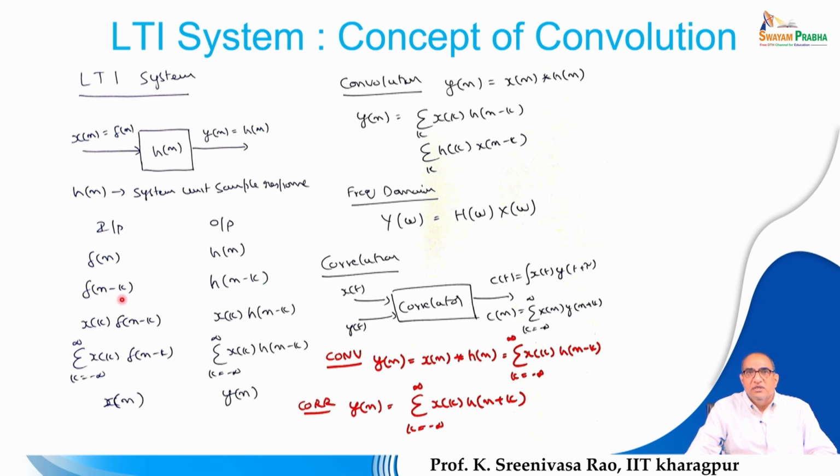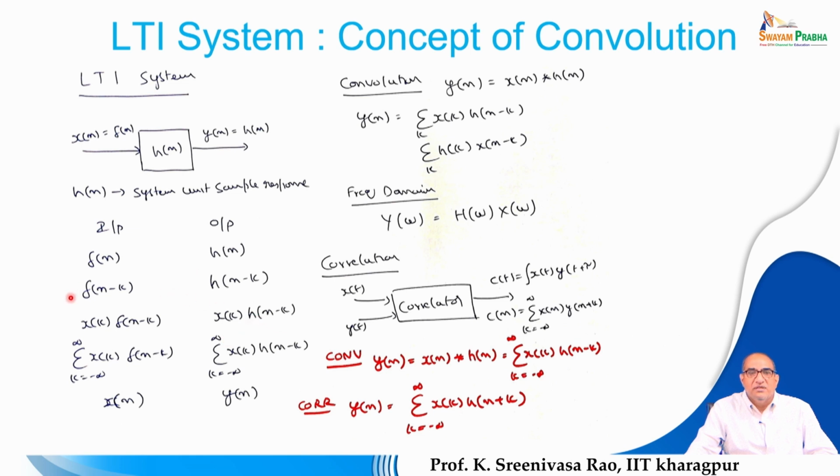If there is a shift in the input, you can see the shift in the output also. We know that for delta of n the output is h of n, and here we have shifted the unit sample, so the output response will be h of n minus k. This is based on the property of the LTI system, linear time invariant system: if there is a shift in the input, the output is also shifted by the same amount. The next step is that the shifted unit sample is scaled, or multiplied by some constant, so the input we are giving is a scaled and shifted unit sample. As per the LTI system property, the output also behaves the same way.